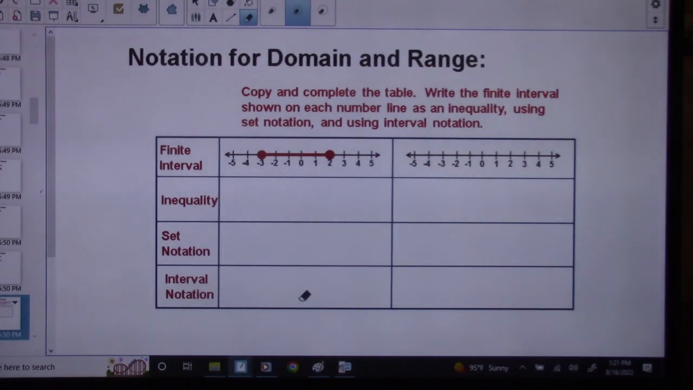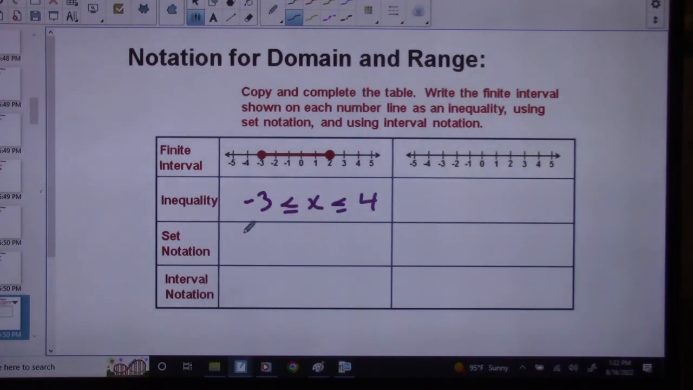Okay, notation for domain and range. I think we'll probably end it here today. I'm just going to give an example. Copy and complete each table. So here, as an inequality notation, we see the lowest value being -3, the highest value being 4. So in inequality notation, we can put this from -3 to 4 over here, and we know that x is going to be greater than or equal to -3, yet less than or equal to 4. So your x is going to be sandwiched in between these two numbers.